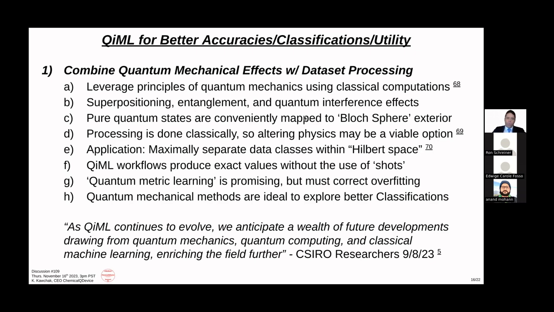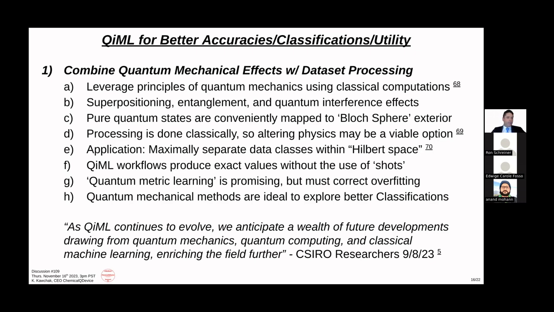And basically there's no need for shots in a lot of these models. It's not restricted to the hardware. It's running the algorithm and it just gets the answer right away. And that's pretty much exactly how machine learning does things anyway. Processing is done classically, so you could even alter the physics, if it's found to increase the efficacy while keeping it safe, say in medical, at the same time.